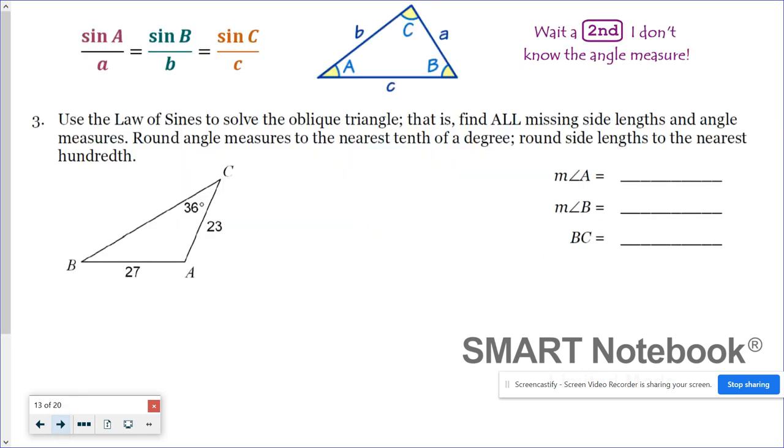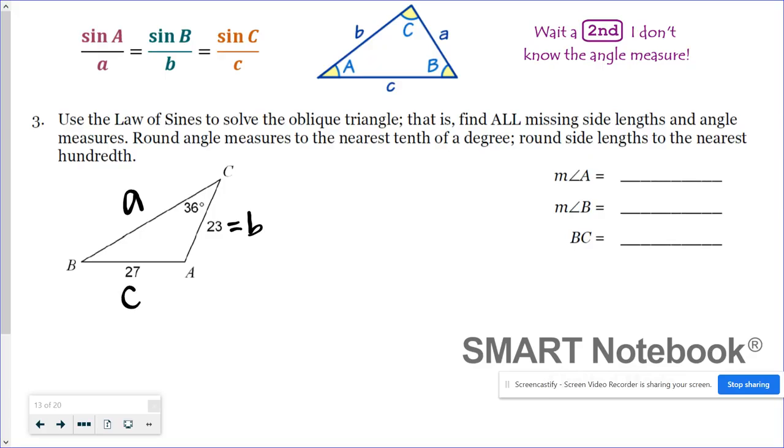So in this triangle here, we want to use the law of sines to solve it. That means I want to find the measures of angles A and B and the length of side BC. I'm going to start by labeling my sides A, B, and C. Remember, opposite angle A is side A, opposite angle B is side B, and opposite angle C is side C.